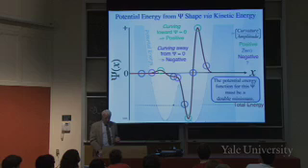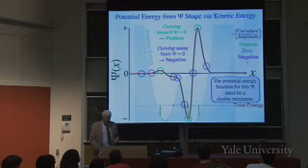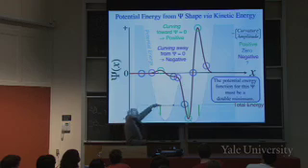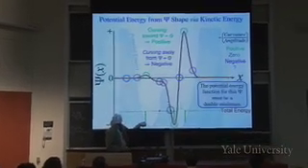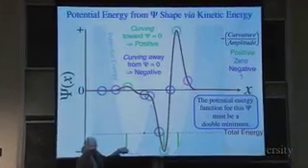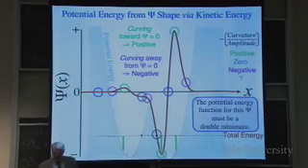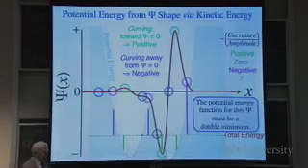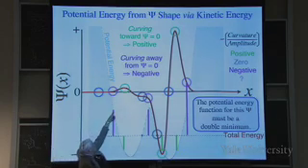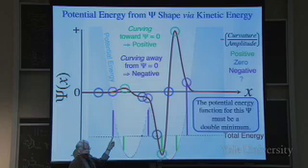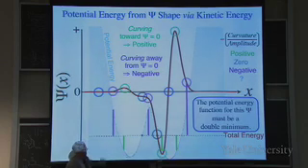Okay, so no curvature. At these green places, the total energy is higher than the potential energy. So the kinetic energy is positive. At these places, the potential energy is higher than the total energy. So the kinetic energy is negative, and the thing is curving away from the baseline.